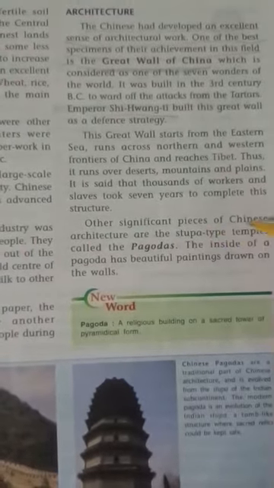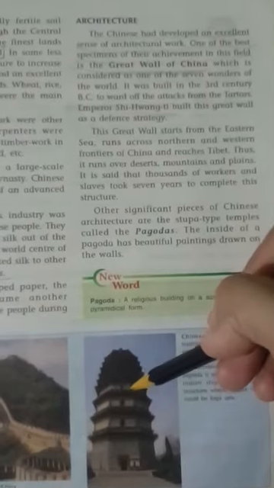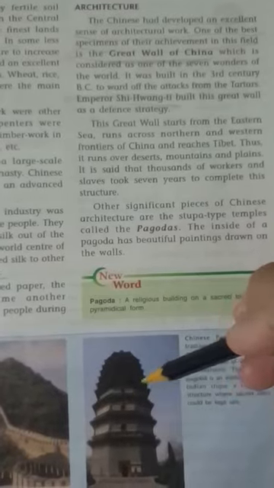Other significant pieces of Chinese architecture are the stupa type temples called the pagodas. We can see here the stupa type temple, they are called the pagodas. The picture is given here. The inside of a pagoda has beautiful paintings drawn on the walls.